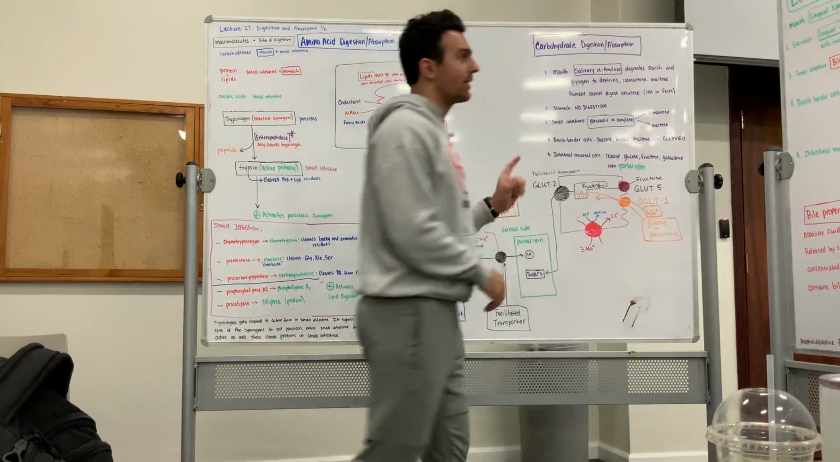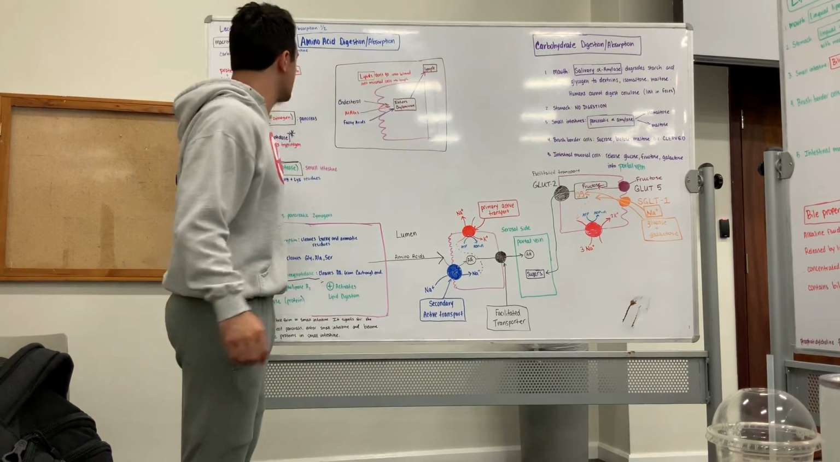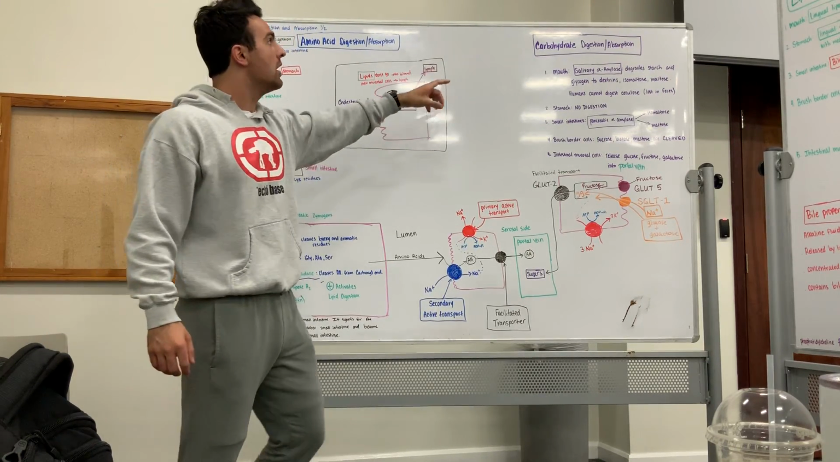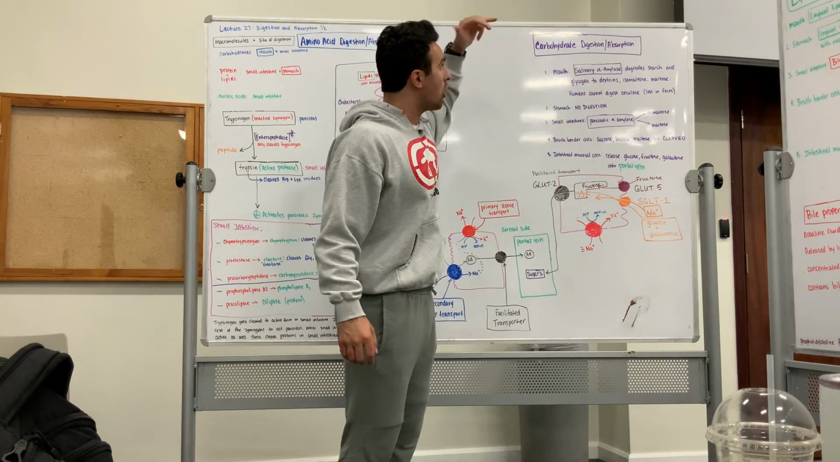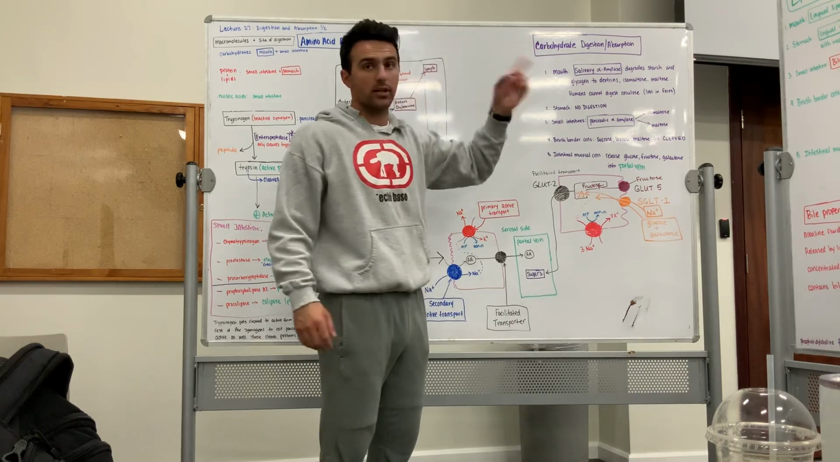So that's it. That's literally exactly what happens with proteins. Then we jumped into carbohydrates. With carbohydrates, we did less of diagrams and more of just writing. But let's just run through it one by one. Carbohydrate digestion and absorption. So now you're actually taking in carbohydrates, not just protein.